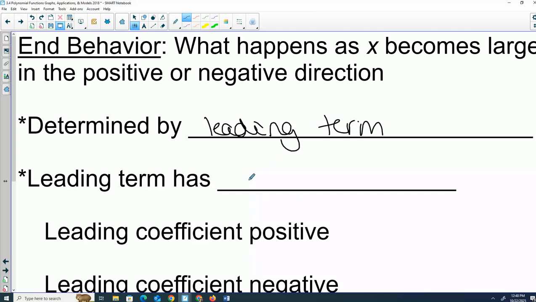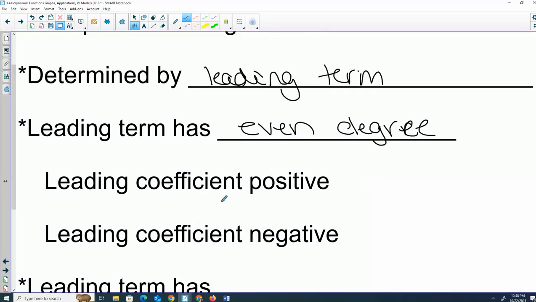And we have two cases to worry about: if it has even or odd degree. If we have even degree and a positive coefficient, it's like a parabola. Both ends are pointing up. I am real precise about this. We're just going to draw arrows.